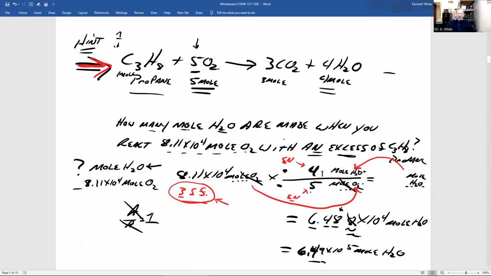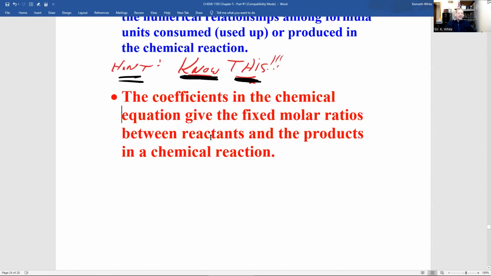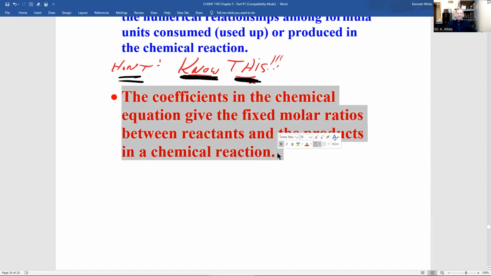Where do we get these numbers? Where do you find the relationship between moles of a compound, a reactant, and moles of a product in a balanced chemical equation? And you get that by the coefficients. The coefficients, hint, know this. Yep, stuff I just outlined or highlighted. The coefficients in a chemical equation give the fixed molar ratios between reactants and products in a chemical reaction.